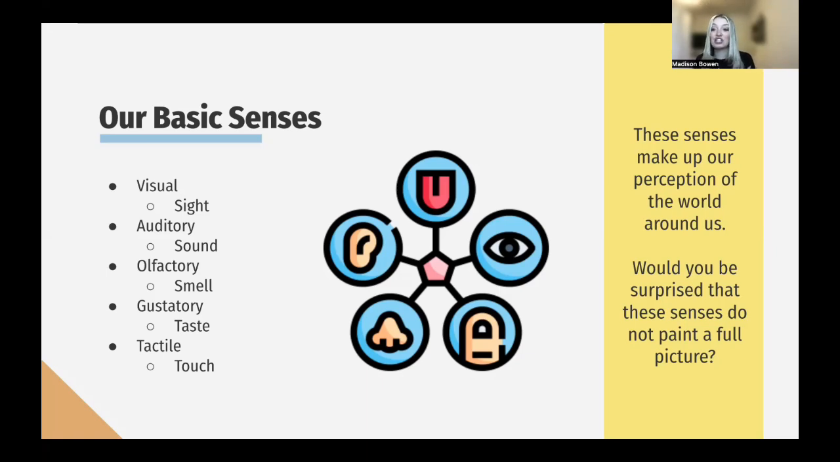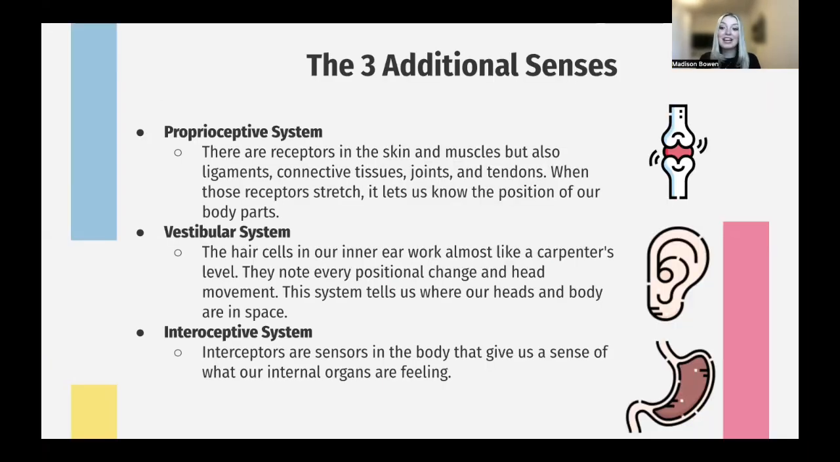And these sensations all make up our perception of the world around us. But would you be surprised that this isn't the whole picture? There are some senses that not a lot of people talk about. The three elusive sensations that I'm referring to are the proprioceptive system, vestibular system, and interoceptive system. And y'all have actually had a lot of experience with these systems, even though you might not realize it.